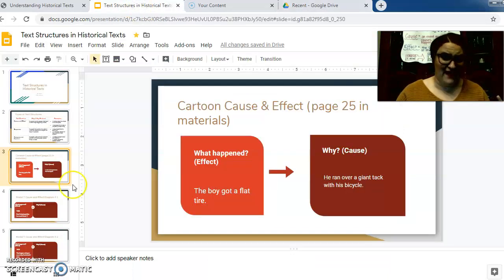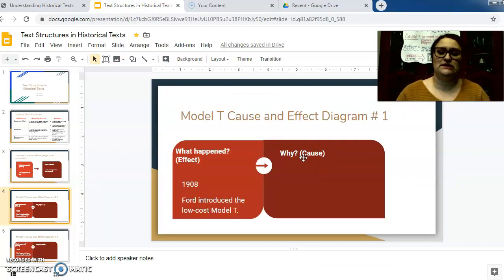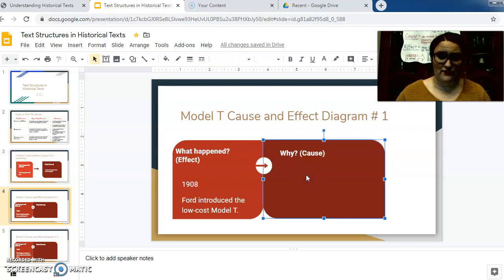So I've actually recreated this on my little PowerPoint right here. So what happened, the effect. In 1908, Ford introduced the low-cost Model T. So this is the effect. This is what happened. So we're looking for the why, the reason why he introduced the low-cost Model T in 1908. So, pro tip, it's asking about the year 1908.